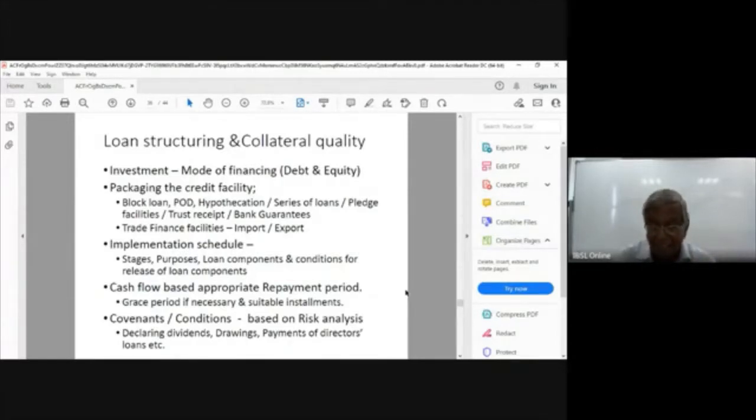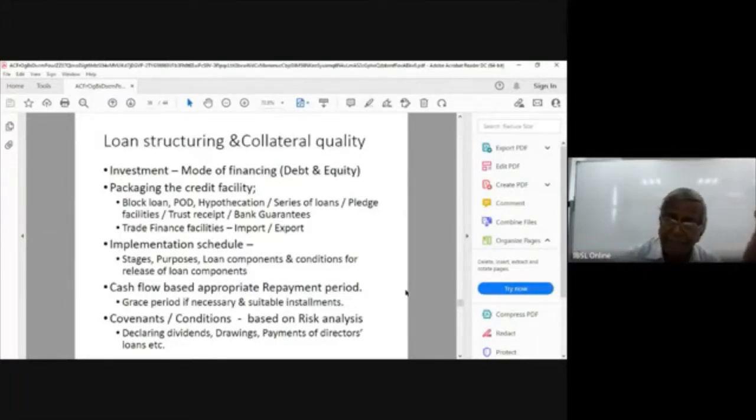And then covenants or conditions. What are the conditions? These conditions are based on risk analysis. You would have done the overall five pillars. You have analyzed various things. You would have analyzed various risks and identified them. So what are the safeguards against those risk elements or risk factors? What are the safeguards you are proposing as conditions?